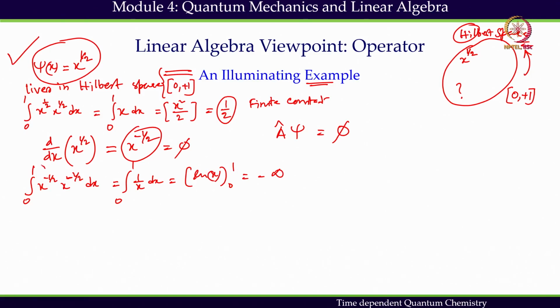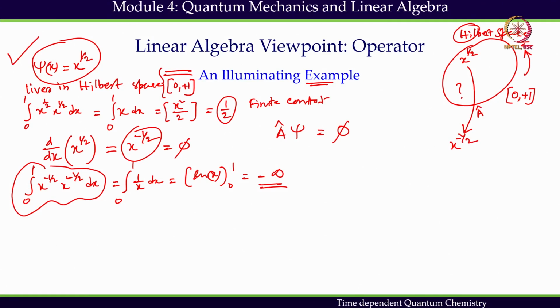Whenever this integration is minus infinity or plus infinity, then we cannot say that this wave function is living in Hilbert space. So, what is going on? I had a wave function which was happily living in Hilbert space, an operator acted on it, and it made the function go out of Hilbert space. That function cannot stay in the same Hilbert space anymore. It is going out of the Hilbert space.